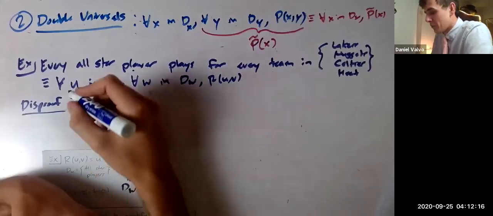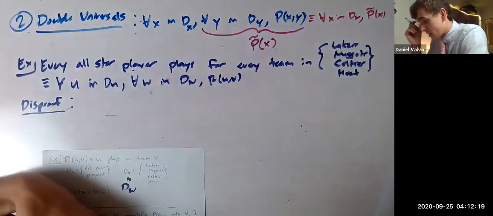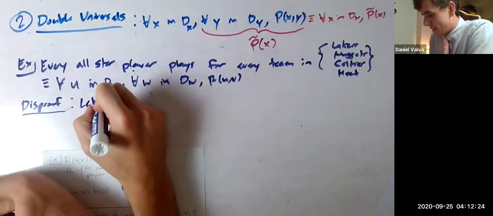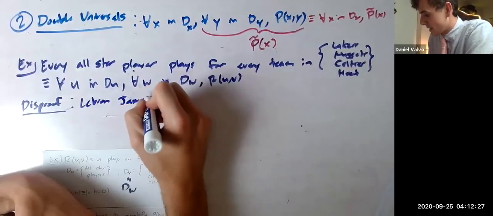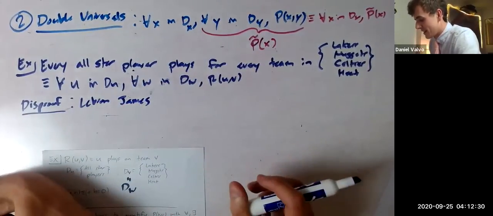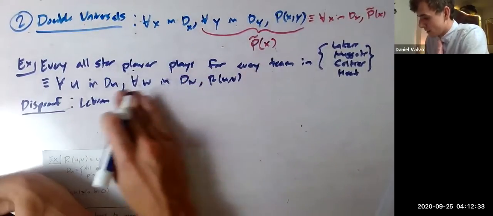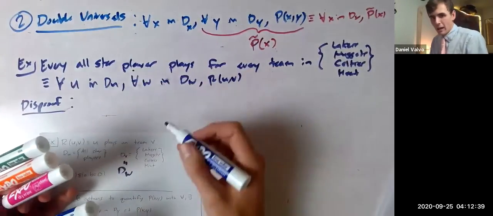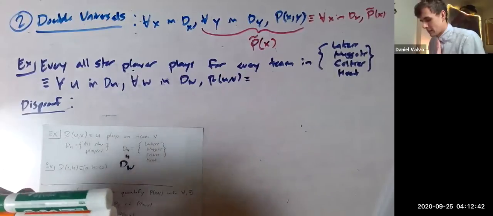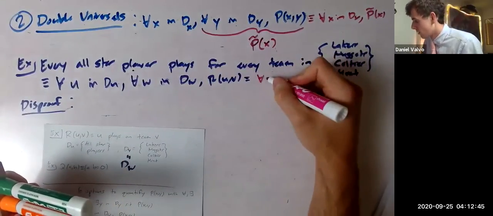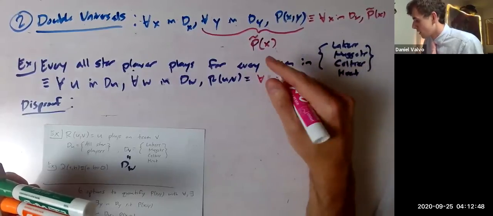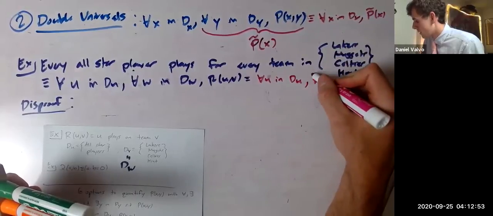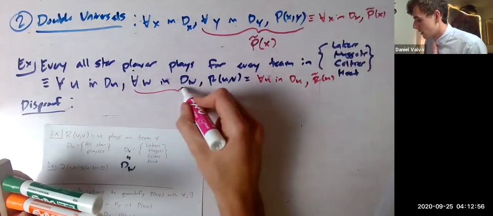Yeah, exactly. So for the disproof, we could use LeBron James again. He's famous, we'll go with that. So let's start here. Remember, this is saying for all U in DU, we have what I'll call R squiggly U, and R squiggly U is this right here.